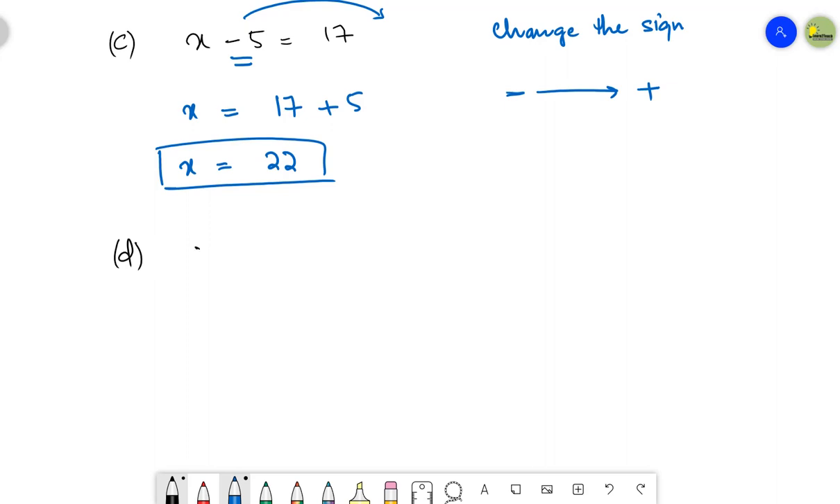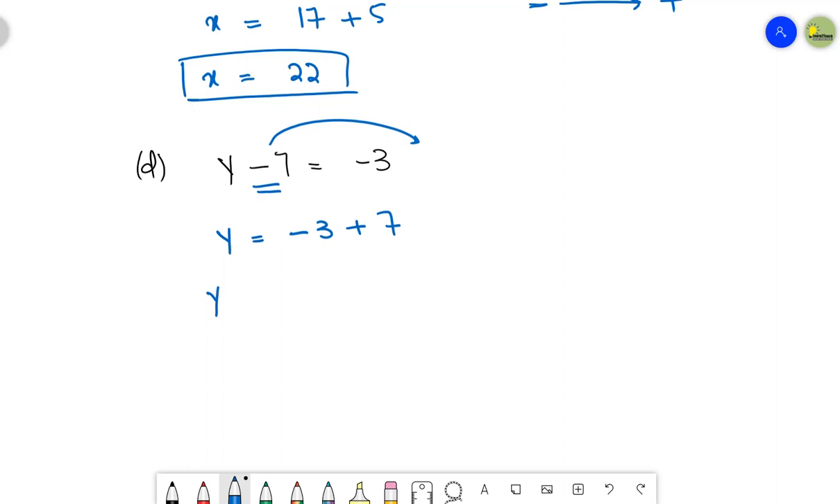In part D, I have y minus 7 equals minus 3. Again, what you need to do is shift this minus 7 to the other side. Just change the sign of minus 7. When you shift it to the other side, it will become plus 7. Write minus 3 as it is, and with minus 3 you are going to write plus 7.